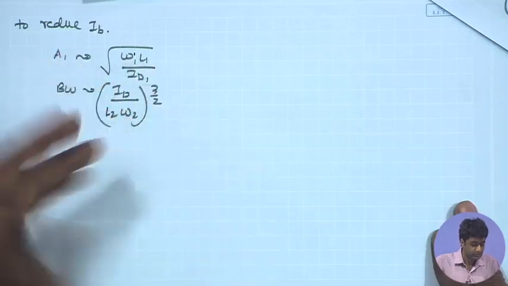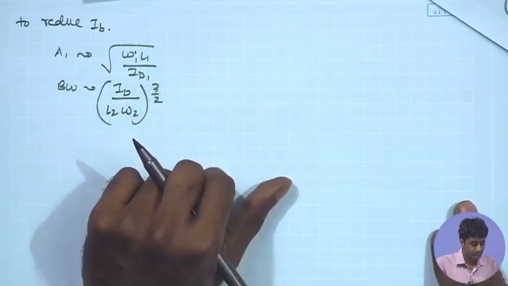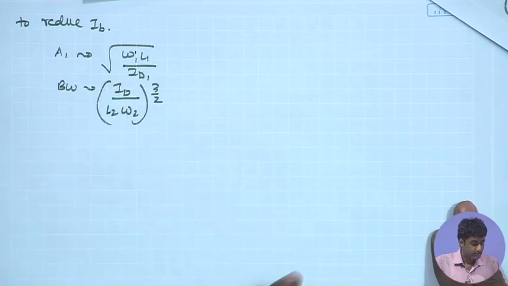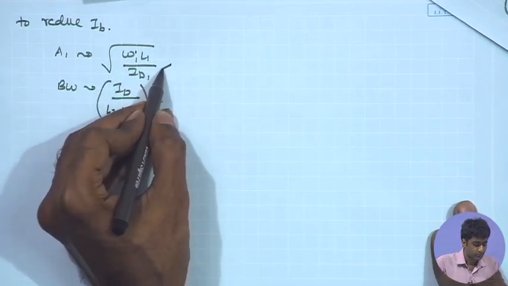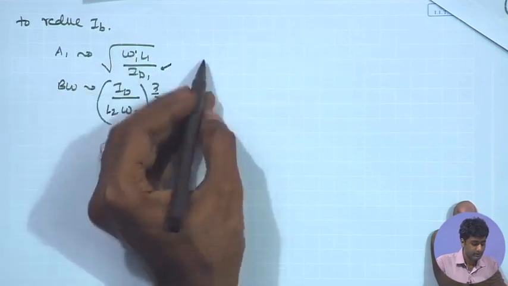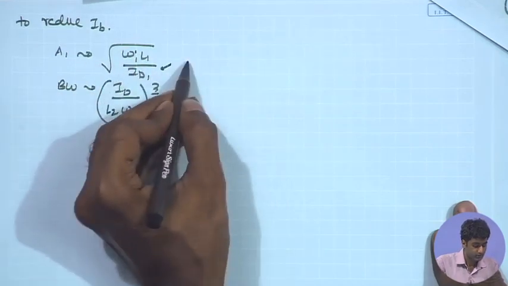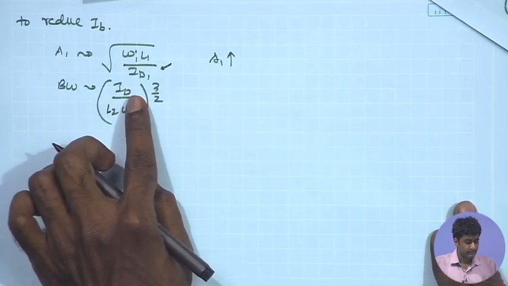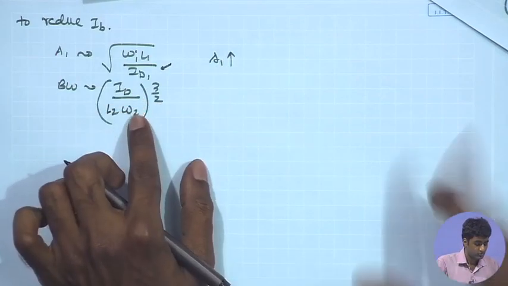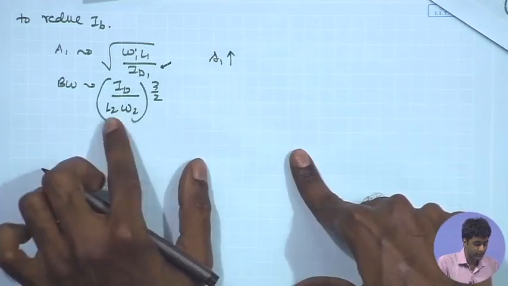Now our target is to save some bias current by pushing the ID down. So if I push the ID down here, once again we are getting an increase in A1, so A1 will go up. At the same time, in order to keep the bandwidth the same, I will have to lower either L2 or W2.